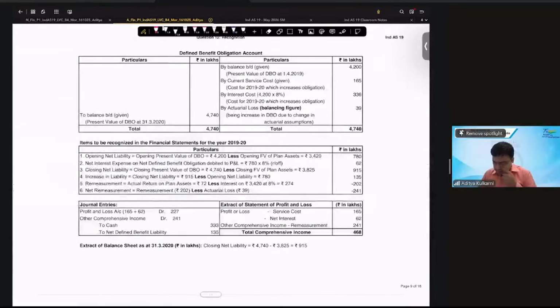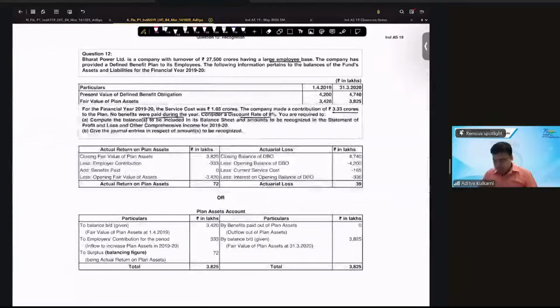Perfect. So we can do this? Yes? Fine. First one, either you can do it in a statement form or you can do it in an account form. I am more comfortable in an account form, but I have given both to you. Okay? So first one, we start with plan assets. What is your opening value? 3,420. So opening value 3,420. Closing balance 3,825. No benefits were paid during the year. So benefits paid is 0.